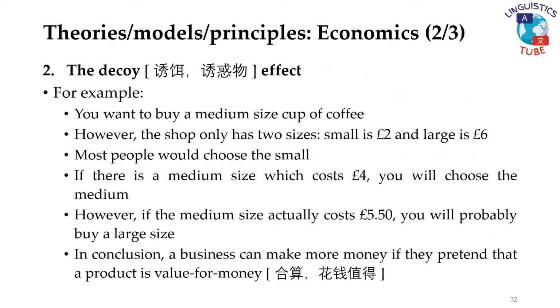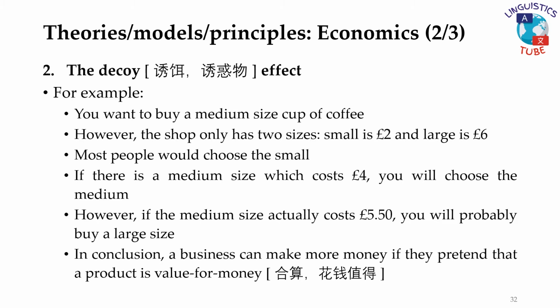The second theory is the decoy effect. I'll explain this with an example. You go to a shop to buy a cup of coffee, and you want a medium-sized cup. However, the shop only has 2 sizes. Small is £2, and large is £6. It is very likely that you will choose the small, because the large seems too expensive. However, if there is a medium size which costs £4, it is likely you will choose the medium.